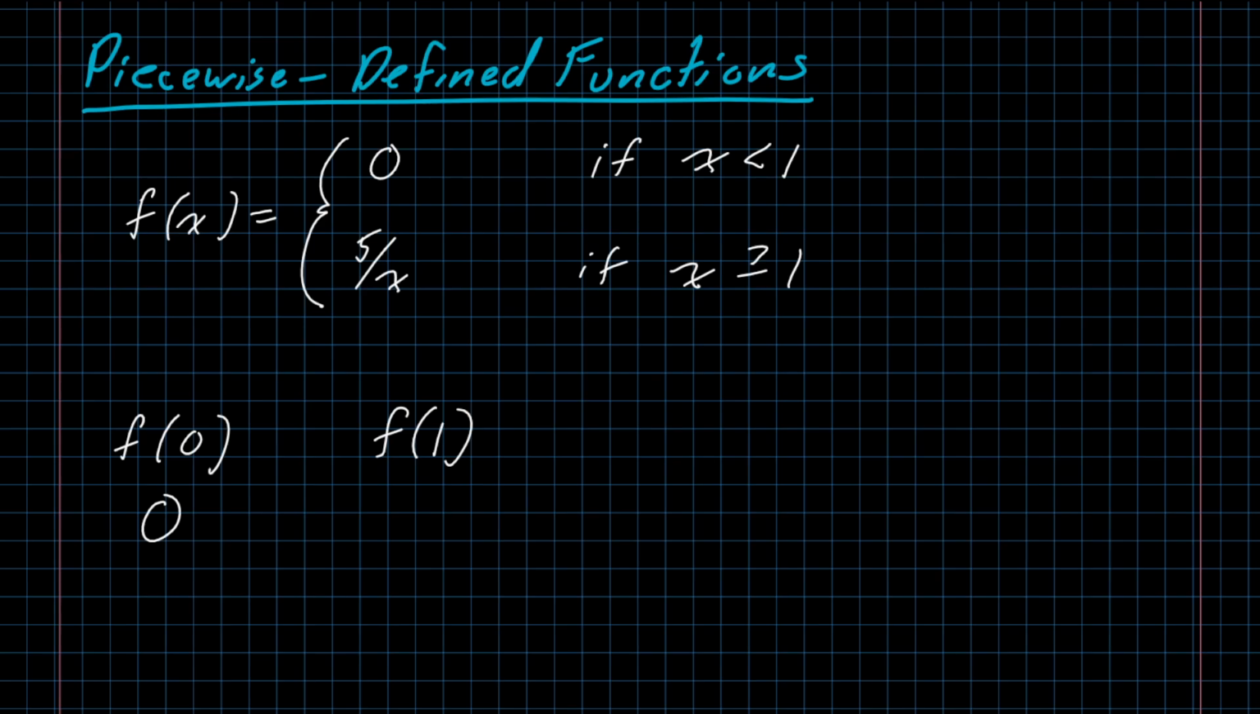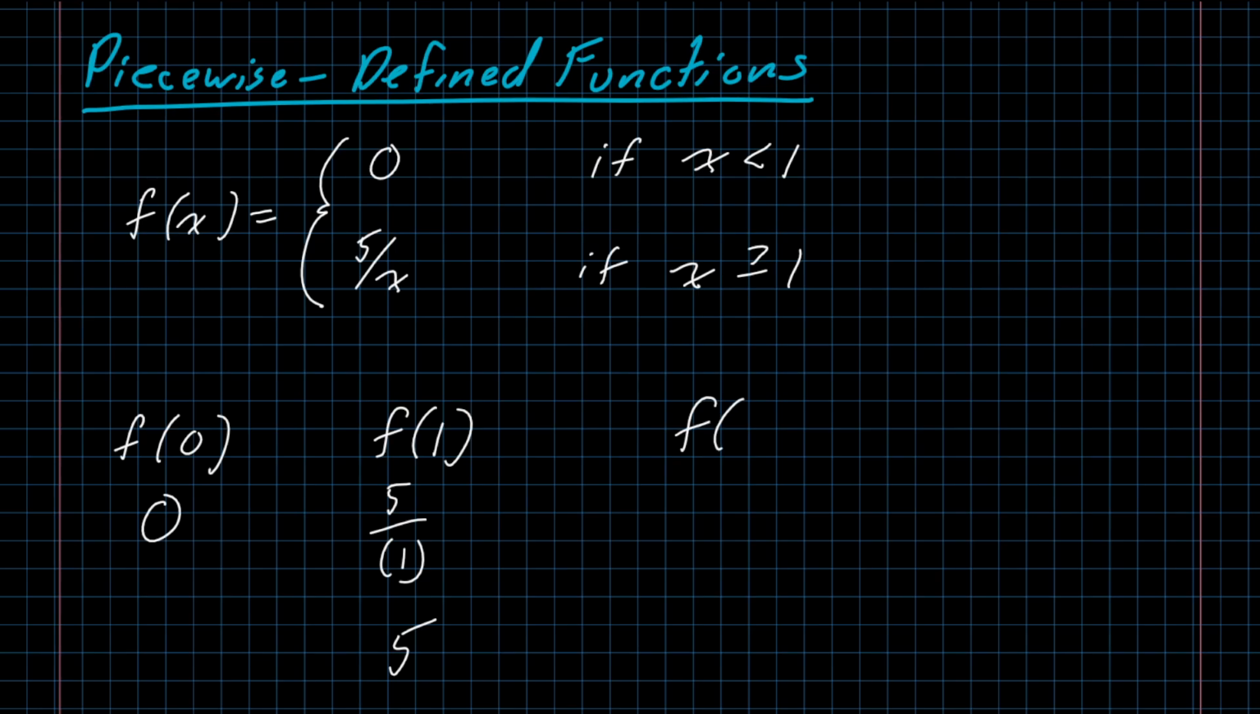If I want f of 1, I again first look over here. This is an interesting one because it falls right on the breaking point, but we were careful about that. The top bit is x is less than 1, and 1 is not less than 1. 1 is greater than or equal to 1, so we fall into this category, which tells us to use that bit. So we're going to plug in 5 over x, but we're going to replace x with the 1 that we have. And 5 over 1 is 5.